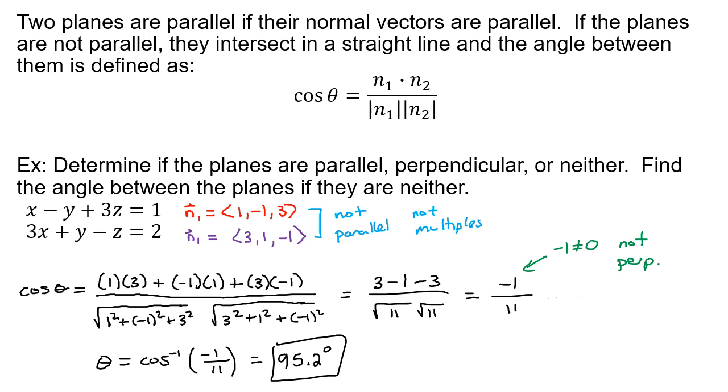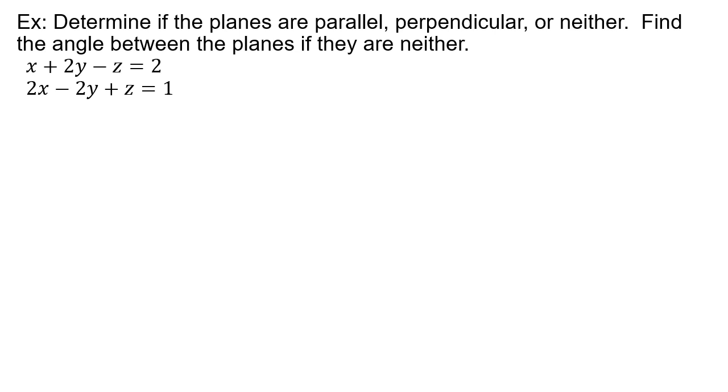So I'm going to try another one of those, and maybe I won't mess this up with my bad multiplying. So determine if the planes are parallel, perpendicular, or neither, and see what happens. So my first normal vector would be 1, 2, -1. My other normal vector, oops, that should be a 2 there, would be 2, -2, and 1. Those are the values in front of my x, y, and z.